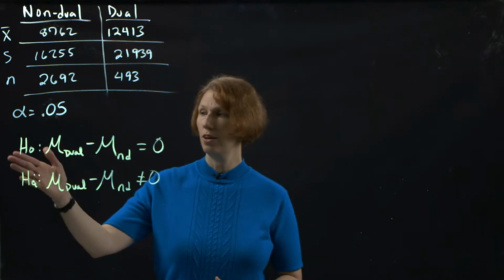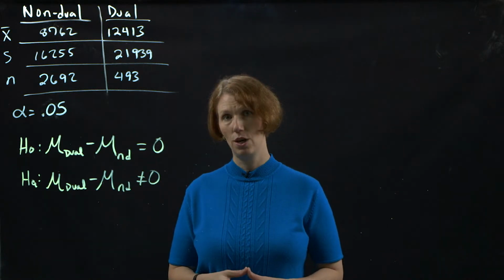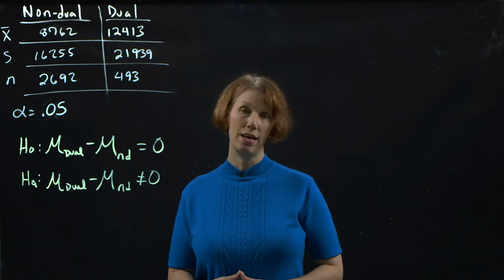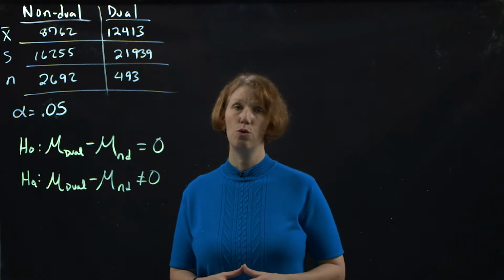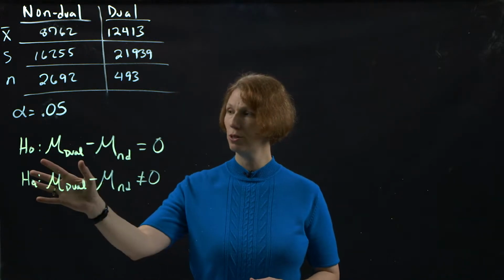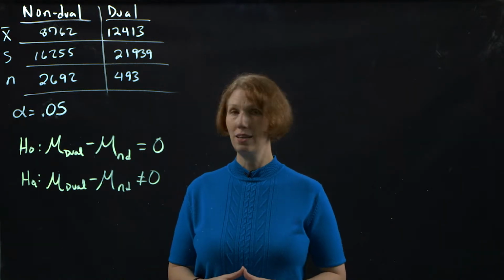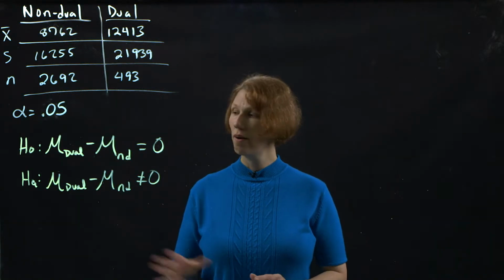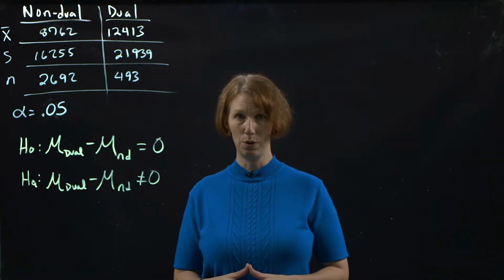When we are writing down hypotheses for the difference of two populations, most often the status quo, the null, will be expressed as no difference. And we write this as a linear combination to help us remember how to write down the test statistic. Specifically, I've written it as the population mean spending for the duals minus the population mean spending for the non-duals is equal to 0, whereas the alternative hypothesis is that that difference is not equal to 0.